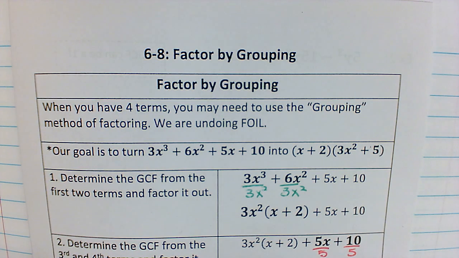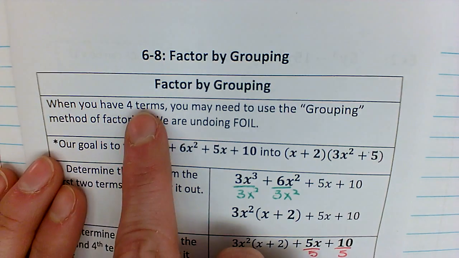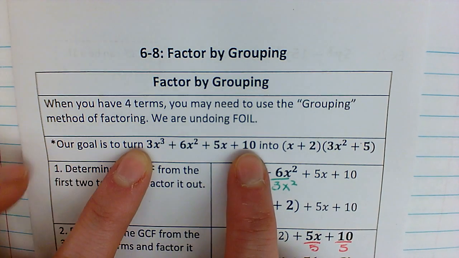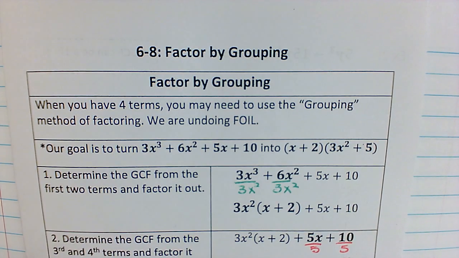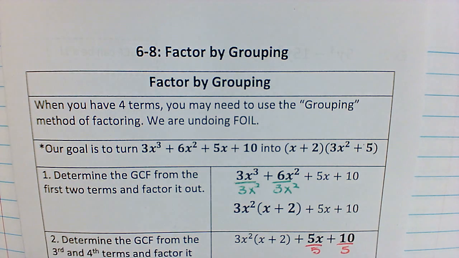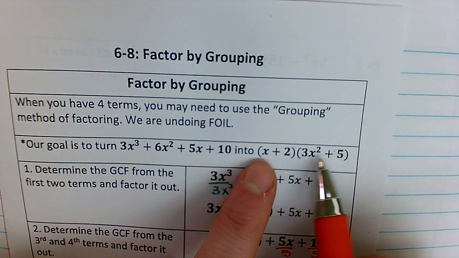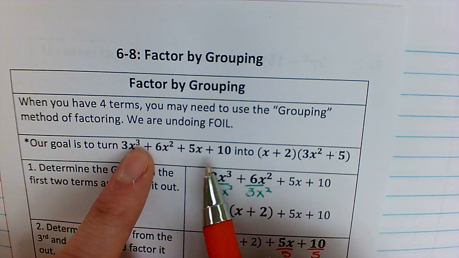So today we're learning about factoring by grouping. When you have four terms, I've got 1, 2, 3, 4 terms right there, you may need to use the grouping method. And what we're actually doing today is undoing FOIL or double distribution. So if I was actually going to FOIL this problem, these two things are really the same thing.